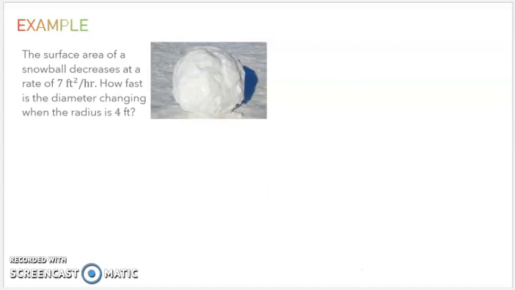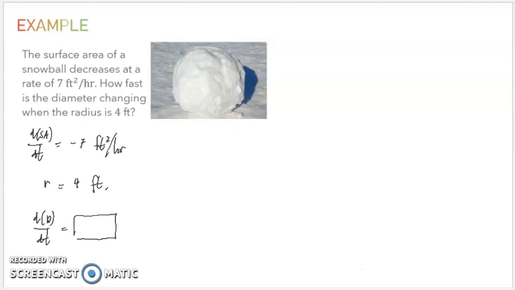Let's identify the given data in the problem. We have the derivative of the surface area of the snowball with respect to time equal to negative 7 feet squared per hour. It's negative because the change is a decrease. We have a given radius which is 4 feet. Then we're looking for the derivative of the diameter with respect to time.